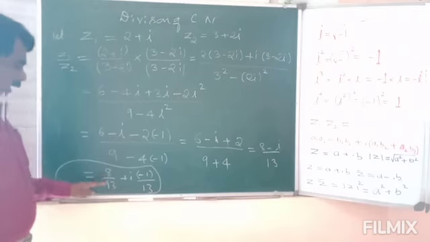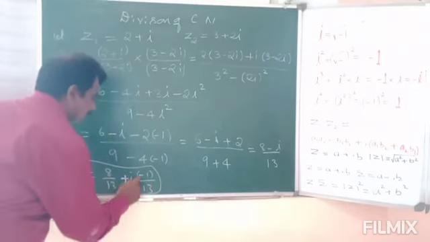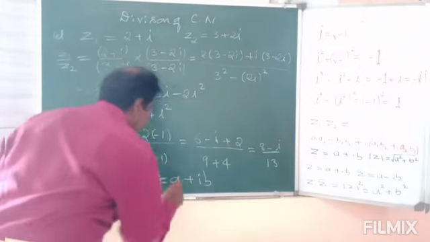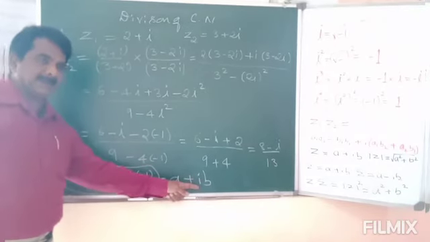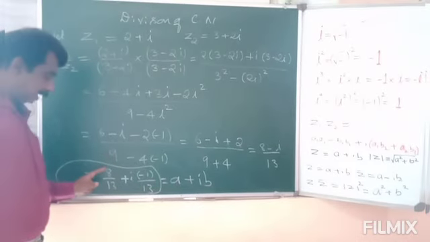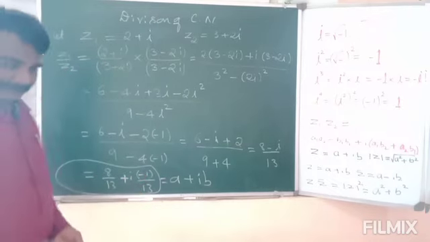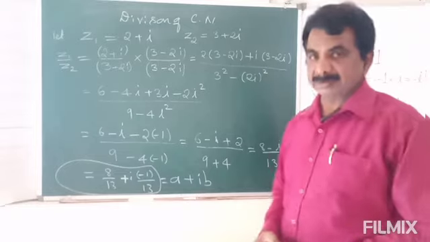That is 8 by 13 plus i into minus 1, that is the form of A plus iB. Whatever it may be, you have to write in the form of A plus iB. Understand? What is the value of A here? The real part is 8 by 13. The imaginary part is minus 1 by 13. Okay? Write it down.